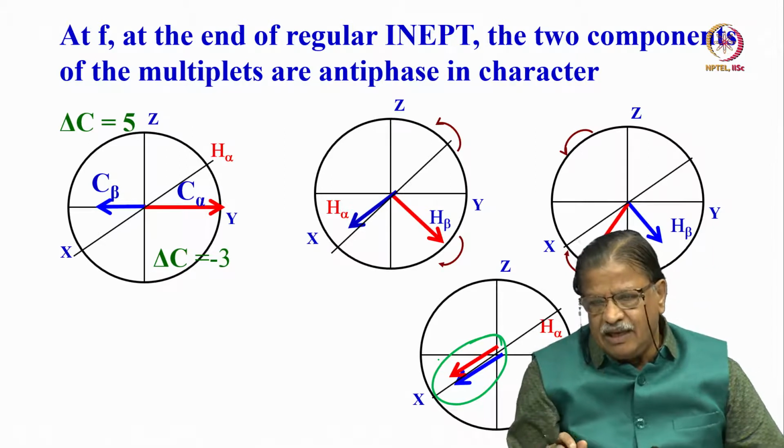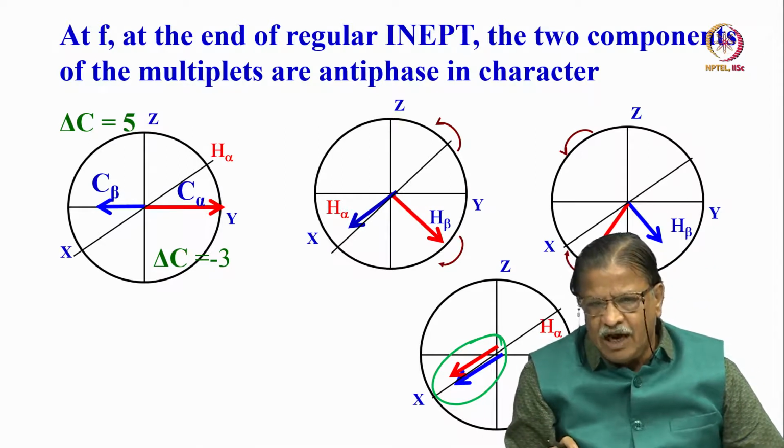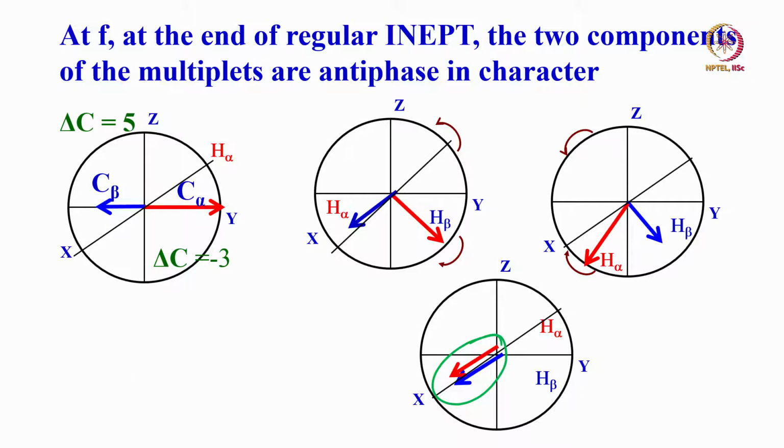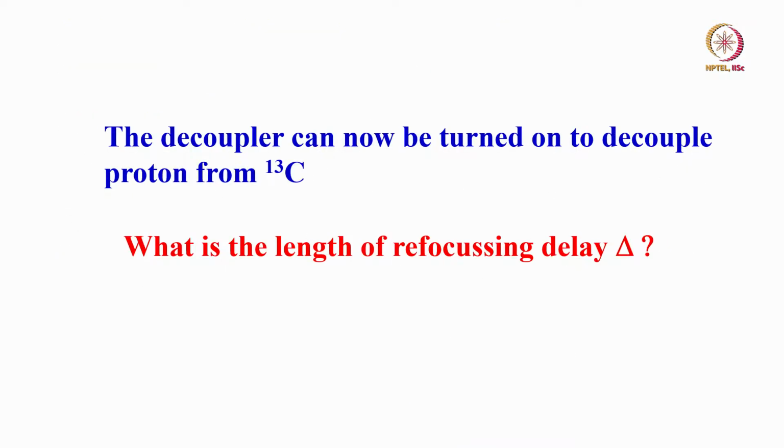That is how the last 180 pulse behaves, which I have shown with a vector diagram. Without going into the details, please remember what is going to happen after that. During the time delay, the alpha and beta components start moving like this, and then again they get interchanged, and after some time they get refocused along the X axis. So now we can switch on the decoupler and start detecting the carbon-13. You can break the coupling between proton and carbon after this delay.